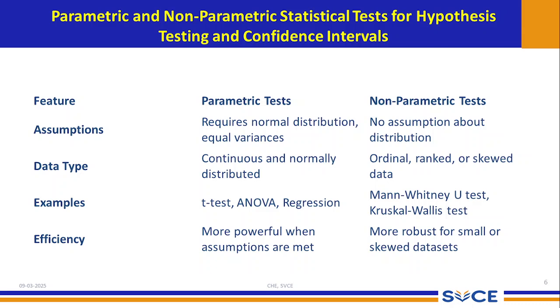Examples for parametric tests are the t-test, analysis of variance, and regression, whereas non-parametric tests include the Mann-Whitney U-test and the Kruskal-Wallis test. In terms of efficiency, parametric tests are more powerful when assumptions are met, while non-parametric tests are more robust for small and skewed data sets. We will go for a non-parametric test when there are outliers or skewed data. So, we should know the difference between the parametric test and non-parametric test based on the assumption of normal distribution in the parametric test and non-normal distribution for the non-parametric test.